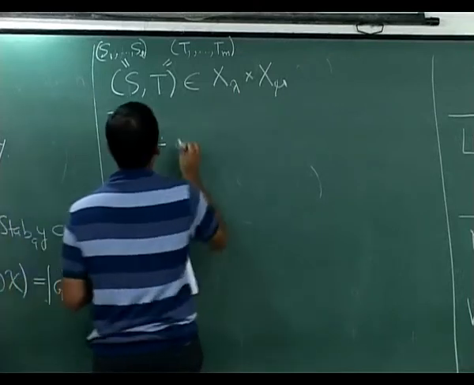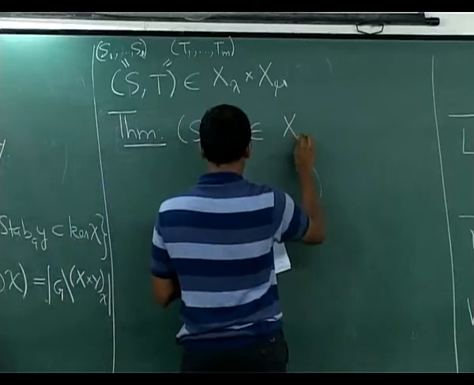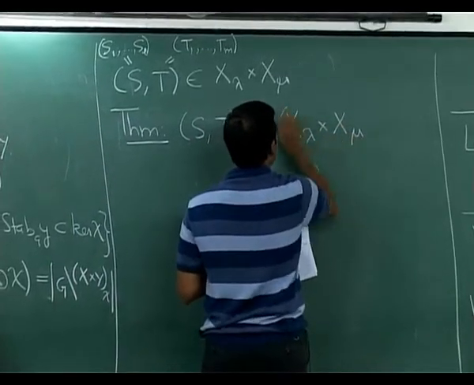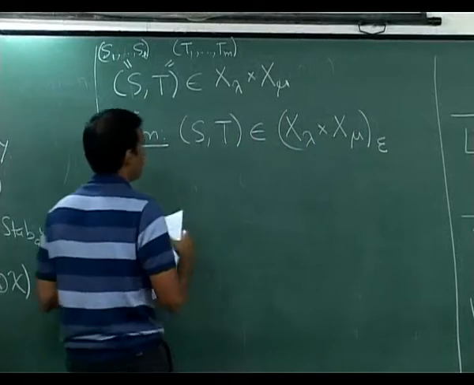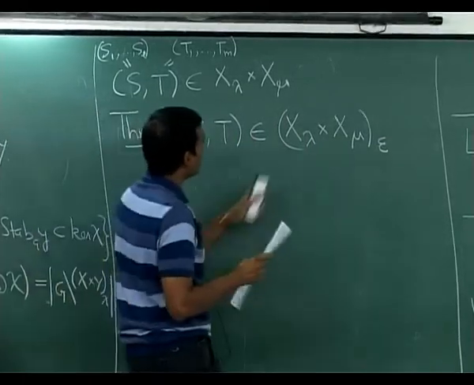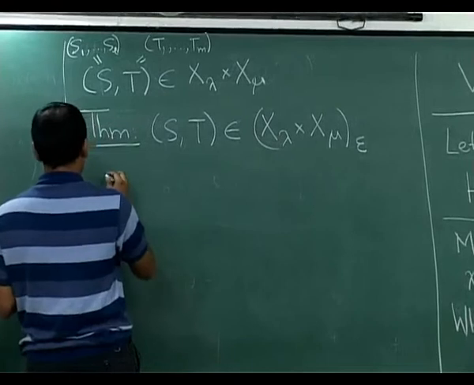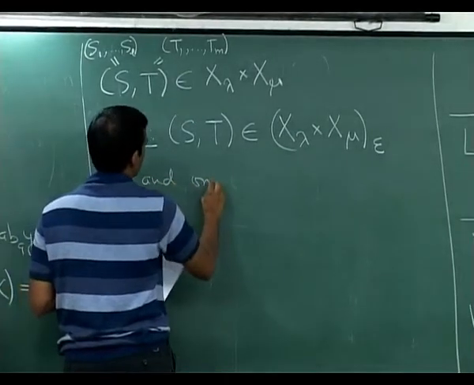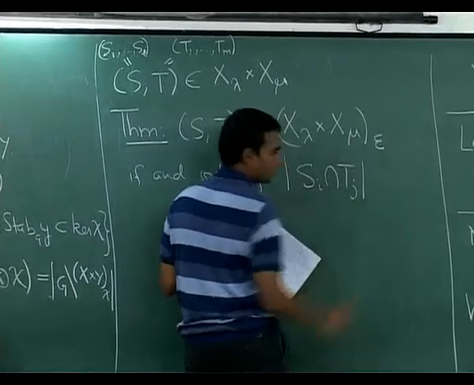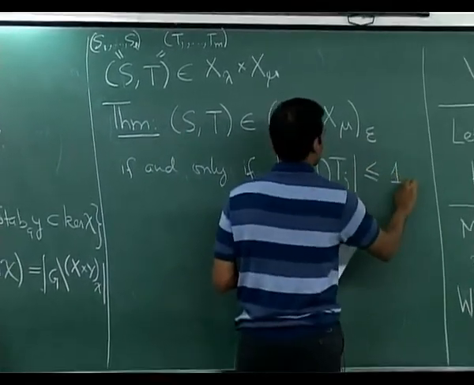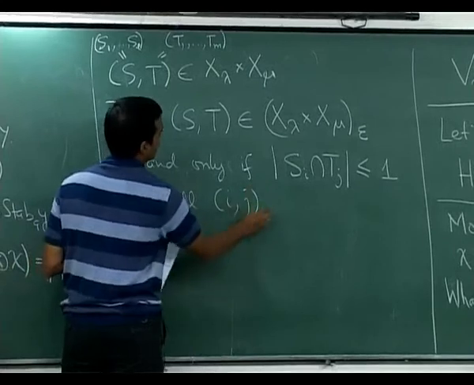So, the theorem is: we need to know when a pair S, T is in the set X_lambda cross X_mu subscript epsilon. That means the stabilizer of S intersect the stabilizer of T should be contained in the kernel of epsilon. And the answer is: if and only if the cardinality of any intersection S_i intersect T_j is less than or equal to 1 for all appropriate pairs i, j.